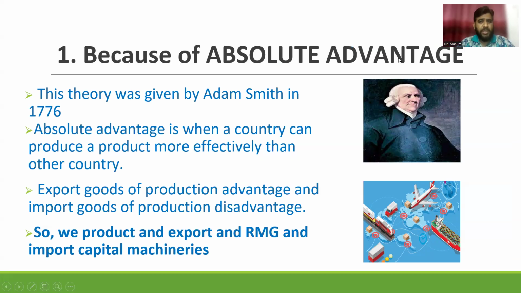What is absolute advantage? This is an economic theory. This theory was given by Adam Smith in 1776. Absolute advantage is when a country can produce a product more effectively than another country. So, in the garments business, we have absolute advantage, which means that we can produce garments more effectively than other countries.